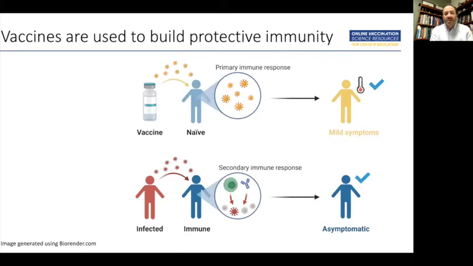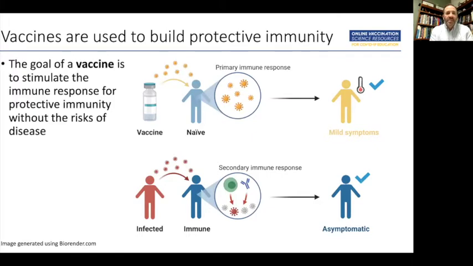So when it comes to actually using a vaccine, the purpose of that vaccine is to stimulate the immune response for protective immunity without having the risks of disease. In the top part of the figure shown on this slide, someone who receives a vaccine, someone who is immunized and has not previously been exposed to that pathogen, will mount a primary immune response. Their immune system will do the same thing that it will do when it sees the live native pathogen.